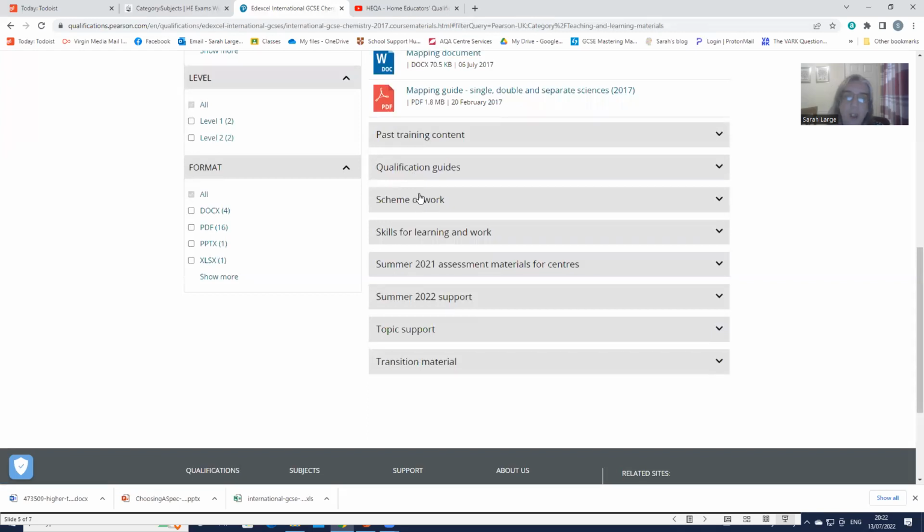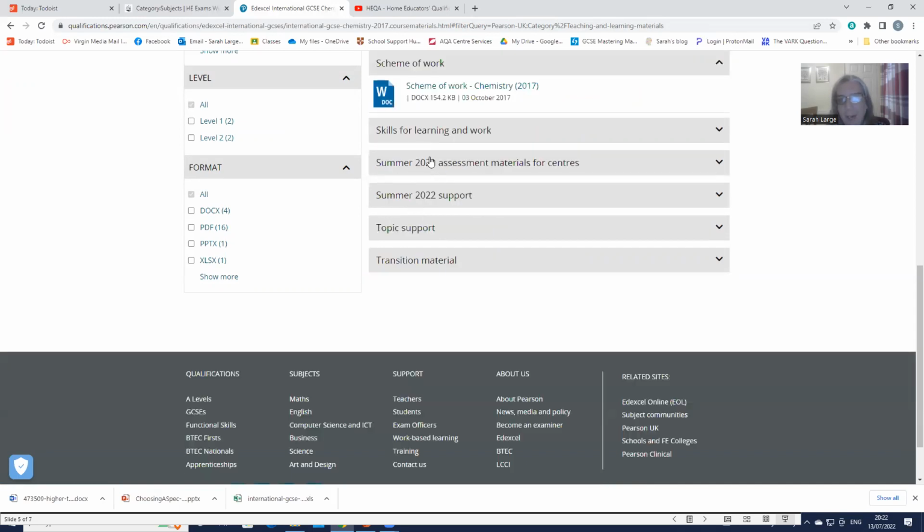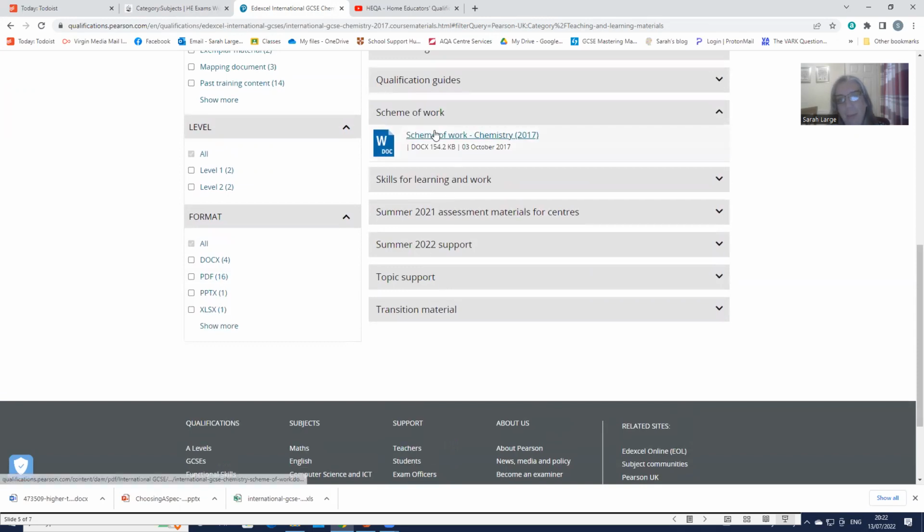Scheme of work, some people swear by them. I personally find them not so useful. They're worth a look because they usually have extra resources on there, but they're written for schools, so they tend to follow that.